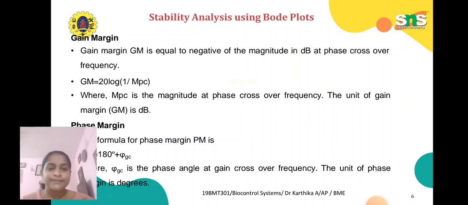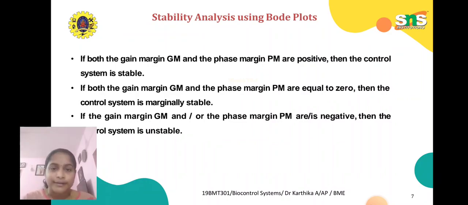Okay. We have studied 4 main elements of Bode plot to analyze the stability of a control system. First one is gain crossover frequency, second one is phase crossover frequency, third one is gain margin, and fourth one is phase margin. Okay. Here, if both gain margin GM and the phase margin PM are positive, then the control system is stable. If both GM and PM are equal to 0, then the control system is marginally stable. If the GM and PM are negative, then the control system is unstable.